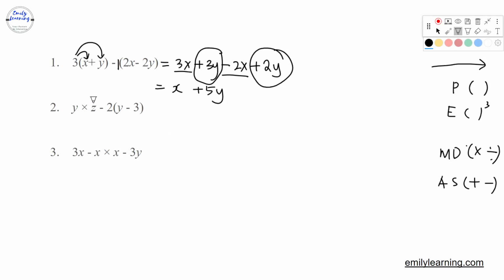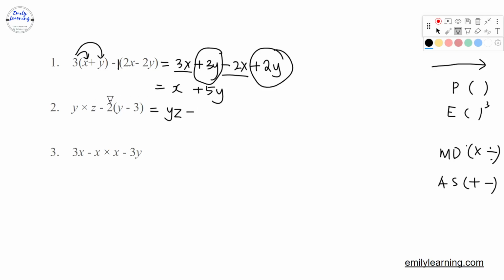Moving on to question 2, I have PEMDAS again. I'll do my bracket first. y minus 3 is y minus 3, so I just leave it as it is. Now that I've done this portion, I will do my multiplication or division from left to right. I have my multiplication here, which is y times z, which gives me yz. Minus. Remember, bracket is a multiplication.